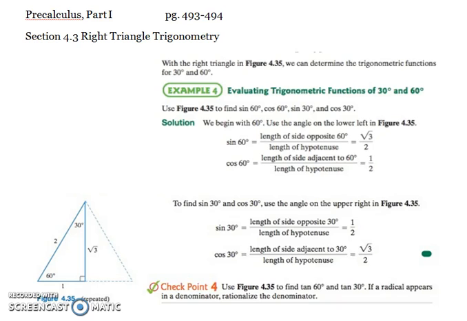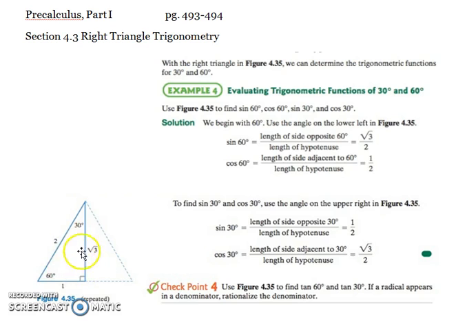This is Pre-Calculus, Part 1, Section 4.3, Right Triangle Trigonometry, on pages 493 and 494. Example number 4, evaluating the trig functions of 30 degrees and 60 degrees. The good news about these two is they're exact opposites. That makes sense because they're opposite angles. They're the other acute angle of the right triangle.